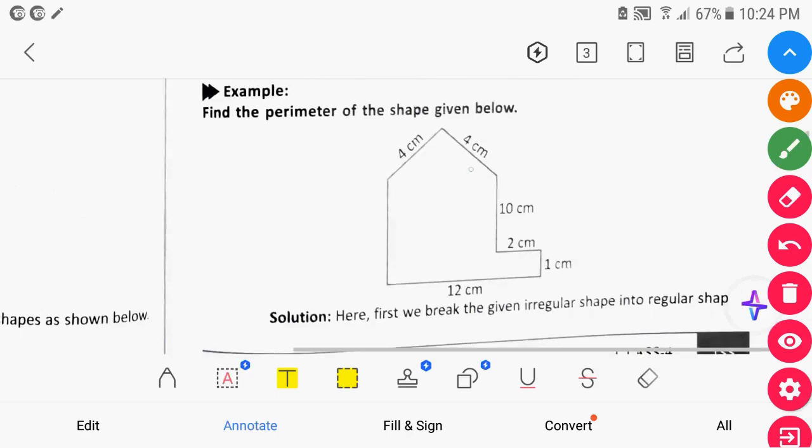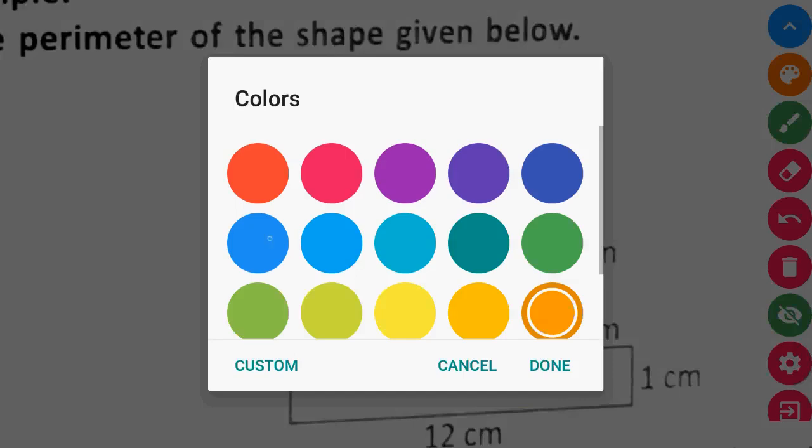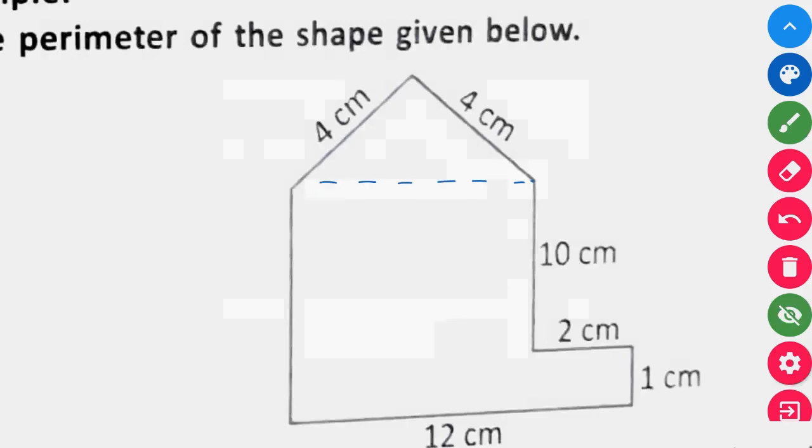Now see, draw the imaginary lines. We'll change the color. Draw the imaginary lines. Give these points as A, B, C, D, E, F, G for better understanding. Now AB we know, AG we know it is 4. And this whole length is 12 centimeter.